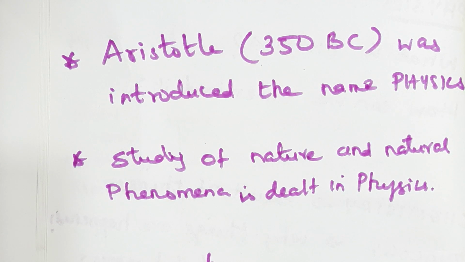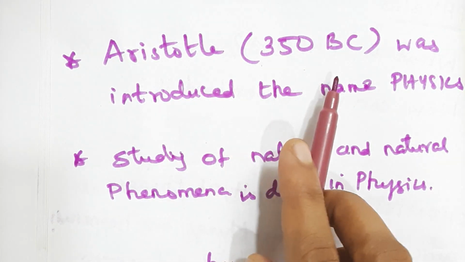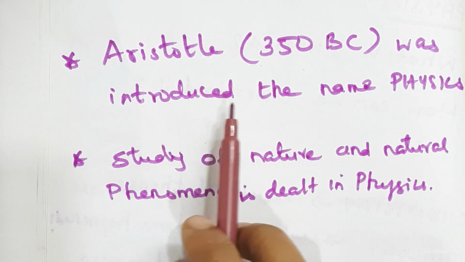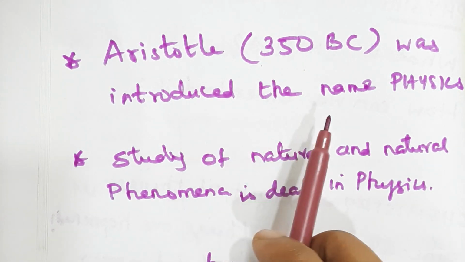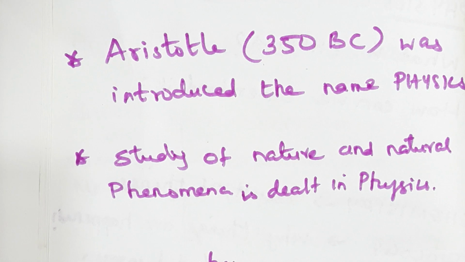The name physics was introduced by Aristotle in the year 350 BC. Do you know who is the father of physics? Albert Einstein is known as the father of modern physics.